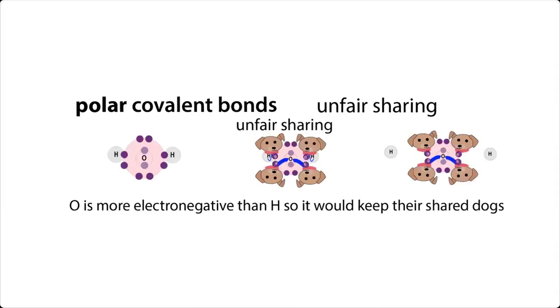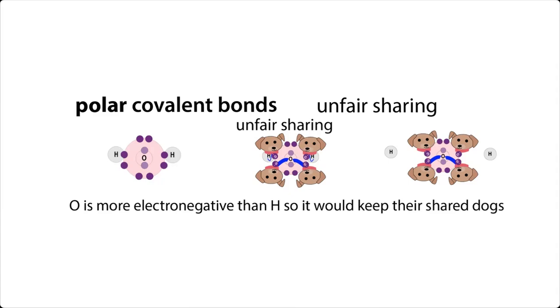But now imagine that you have a situation that is not so fair. Like maybe you have that oxygen, which we said was really electronegative, and it's bonded to a hydrogen, which we said was really, really not electronegative, electropositive. And so what's going to happen is that if you were to split these up, the dogs are going to stay with that oxygen. They've changed their loyalty.